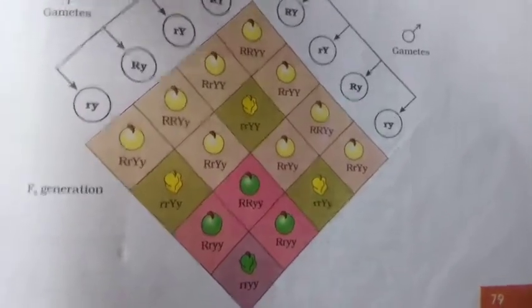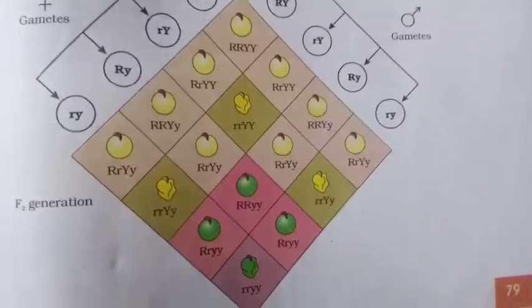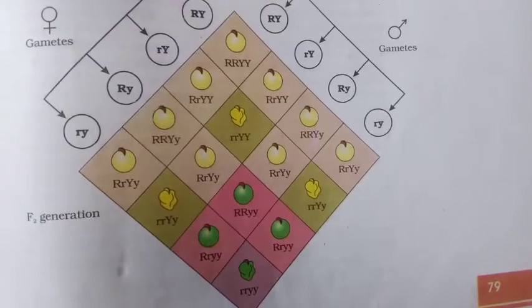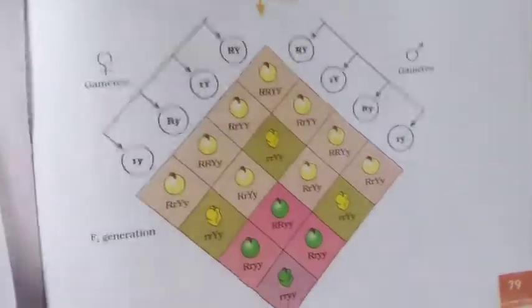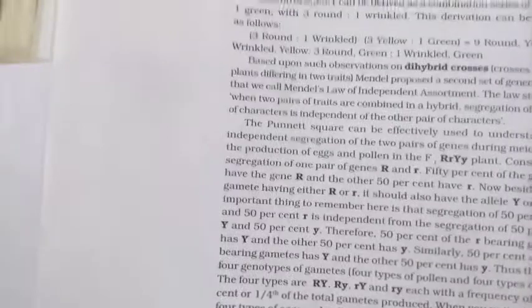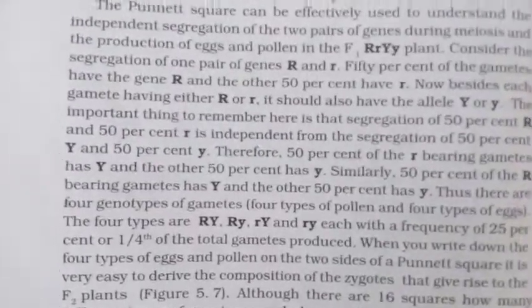And the ratio here is 9:3:3:1 for a dihybrid cross. That means when we study two pairs of contrasting characters together. And this was the law of independent assortment.